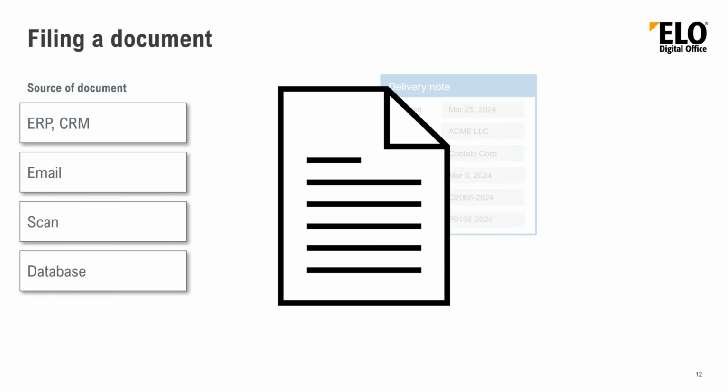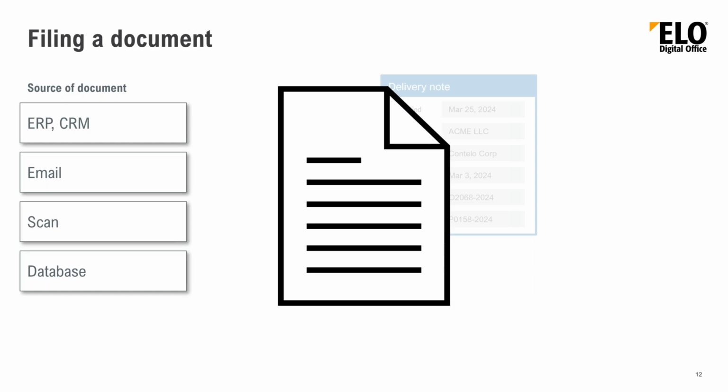The source of the document can be different. So when it's a document which you create by yourself in your ERP or CRM system, then you can file it automatically in the ELO ECM suite. When you receive the document with an email, then you can get the document from there automatically, and then it's filed in the repository as well.